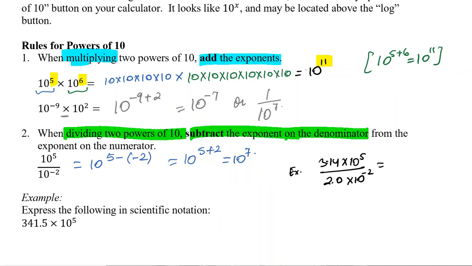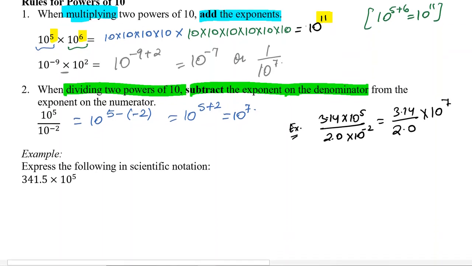So where are we going to use these rules? Let's say we have to solve this problem: 3.14 times 10 raised to power 5 divided by 2.0 times 10 raised to power negative 2. We can separate out 3.14 divided by 2.0, and then deal with the powers of 10. 5 minus negative 2, so that's the power 7. You can then simply divide 3.14 by 2 on your calculator, and you can get your final answer in scientific form.